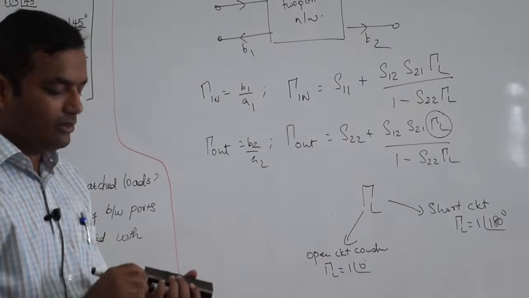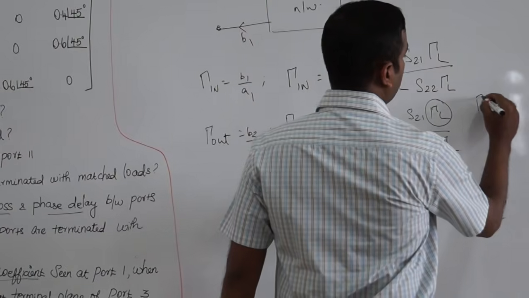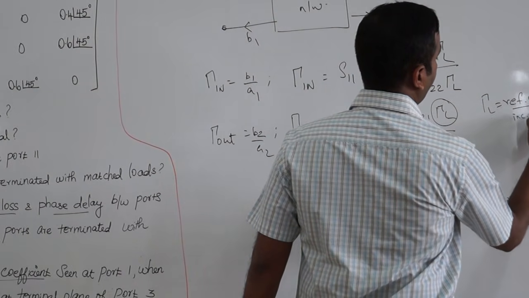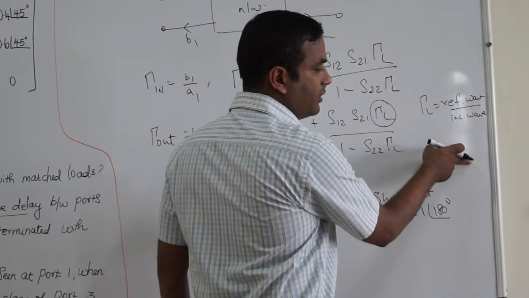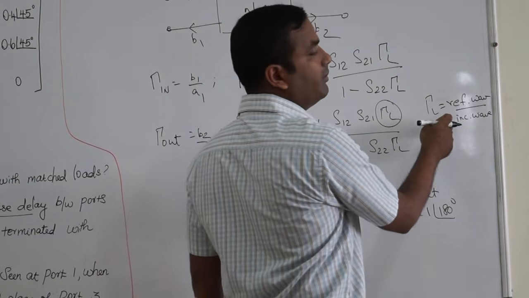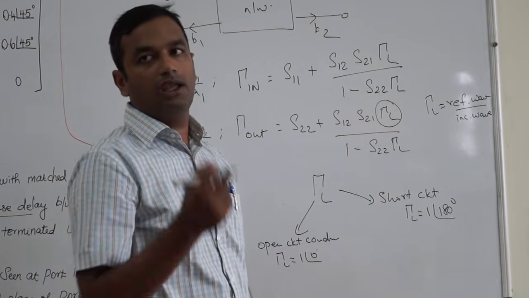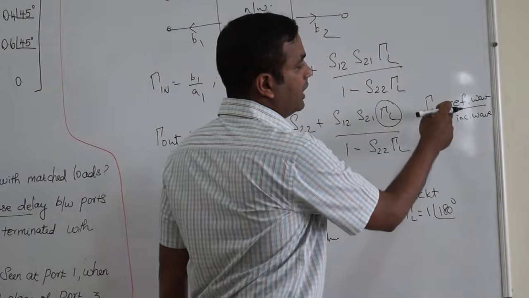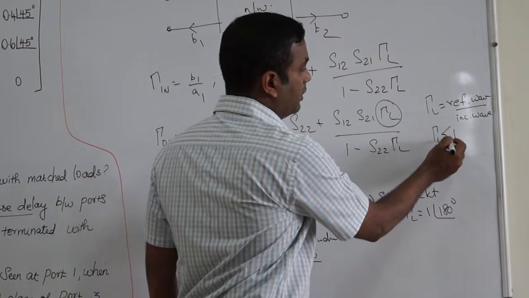So this is the maximum value that gamma L can take. Why? Gamma L is the reflected wave by the incident wave. The incident wave is the energy entering the system, and the reflected wave is the part of the energy that gets reflected back. So naturally the incident wave will be greater than the reflected wave in any condition, because we are dealing with only passive networks. That being the case, gamma L should always be less than or equal to 1.